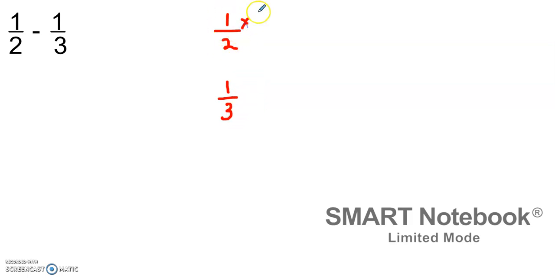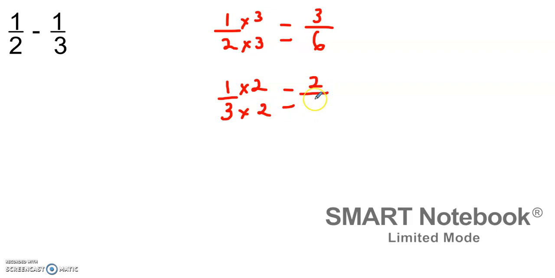So I multiply both the numerator and the denominator. Remember, I need to do both. Okay, so 1 times 3 is 3, and 2 times 3 is 6. And do the same thing. The opposite denominator for this fraction is 2, so I'm going to multiply both the numerator and the denominator by 2. And I have 1 times 2 gives me 2, and 3 times 2 gives me 6. So 3/6 is an equivalent fraction to 1/2, and 2/6 is an equivalent fraction to 1/3.